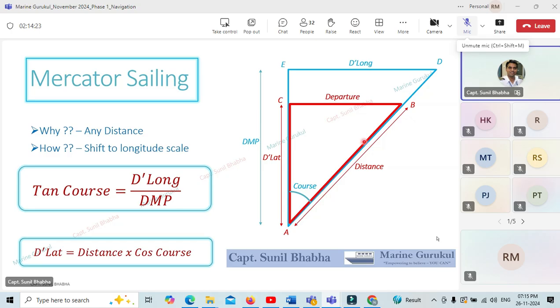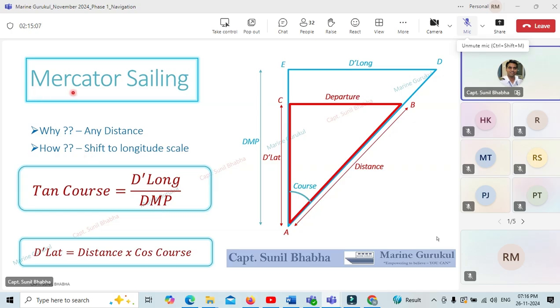Now you may note that in Mercator sailing also, we have used the concept of a plane right-angled triangle. We have used the tangent ratio. So how are we able to obtain more accurate courses and distances using Mercator sailing? How is the curvature of the earth accounted for? The curvature of the earth is accounted for by including the DMP, difference of meridional parts. The meridional parts account for the curvature of the earth, giving us a more accurate answer.